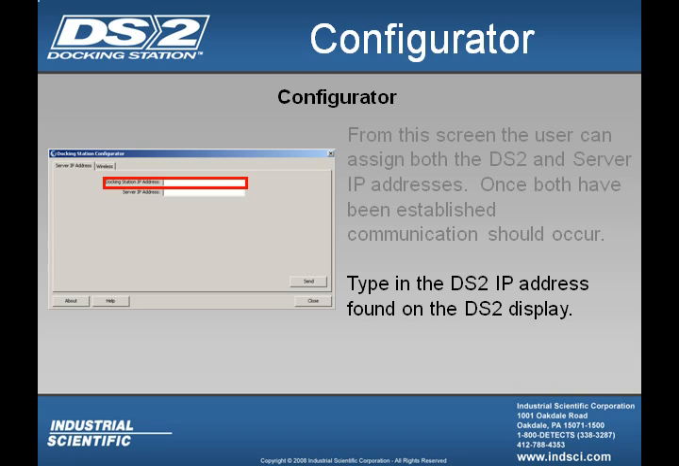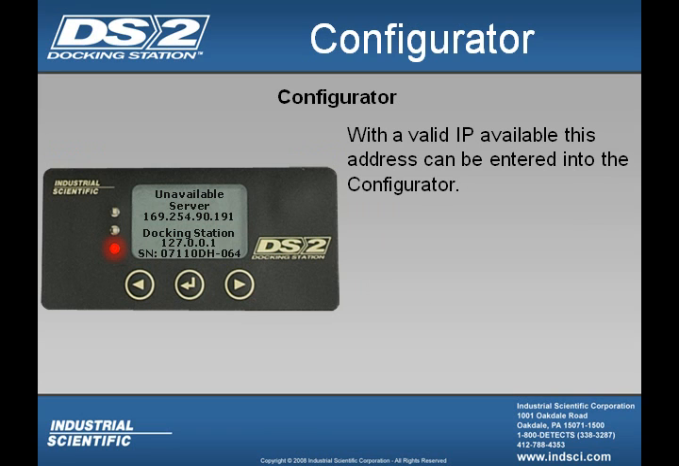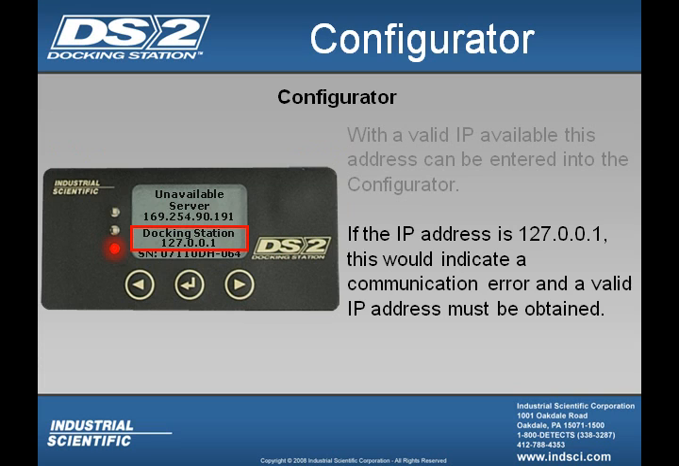So the first thing we'll do is type in the DS2 IP address found on the DS2 display itself. So with a valid IP address, this address can be entered into the configurator. If the IP address, though, is 127.0.0.1, this would indicate a communication error, and therefore we have to now find a valid IP address.